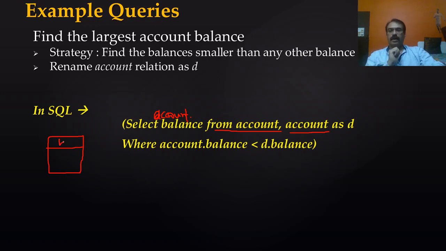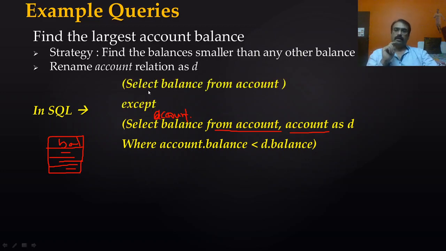And now what output am I going to get? All the balances which will be listed here will be smaller than at least one balance. Now we are left with only one value which will not be smaller than any other value. So that will be the largest one. How will we be left with that? In this way.